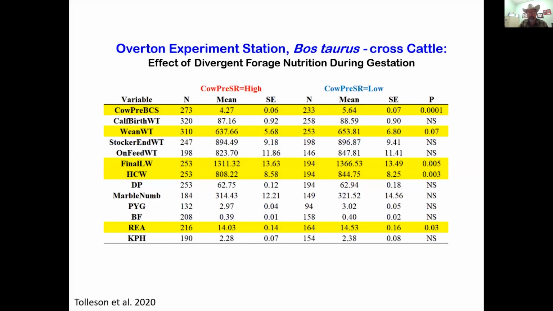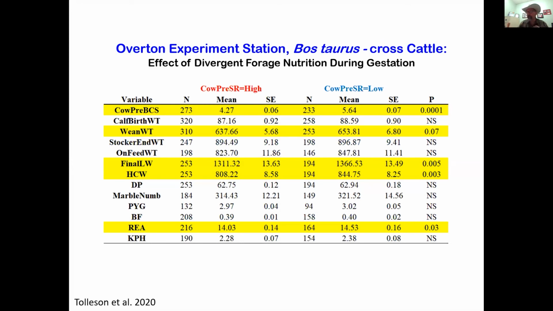It's not just an Arizona thing. It happens in wet environments as well. Similar set of data from East Texas, 40 inches of rainfall. This was not a wet and dry comparison. This was a high and low stocking rate comparison. But the low stocking rate animals, cows were in higher body condition. High stocking rate, cows were in lower body condition. Same sort of data. Lower weaning weights, lower hot carcass weights, lower ribeye area.